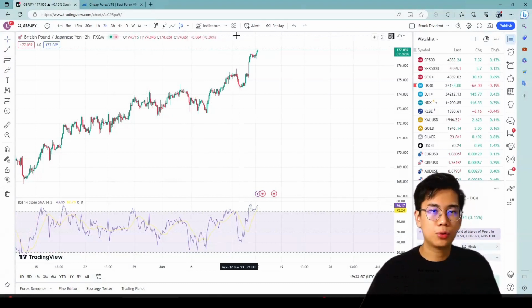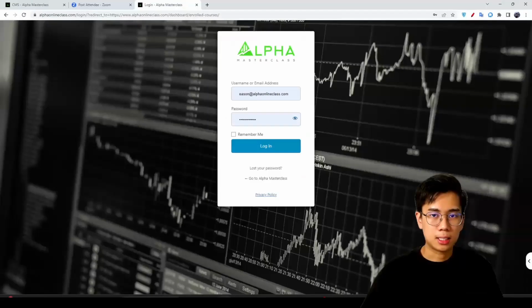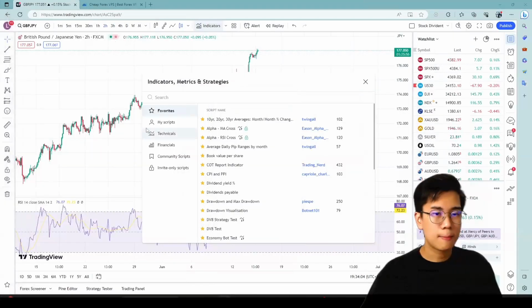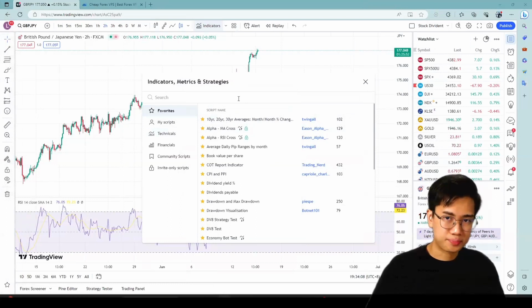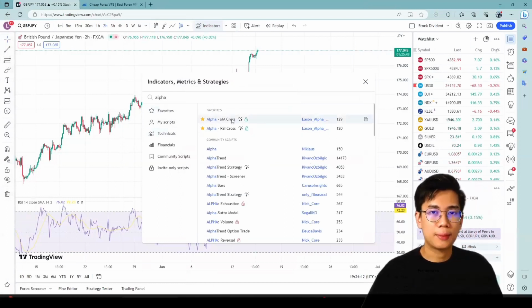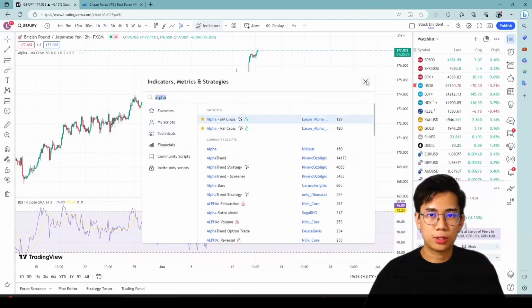Now, I believe that my team has been submitting this for you guys. Let me have a moment. Suppose that you guys should have two robots in TradingView. These two robots are called Alpha MA Cross and Alpha RSI Cross. And in these two robots, how do you use them? Let's give an example. Let's use moving average cross first.